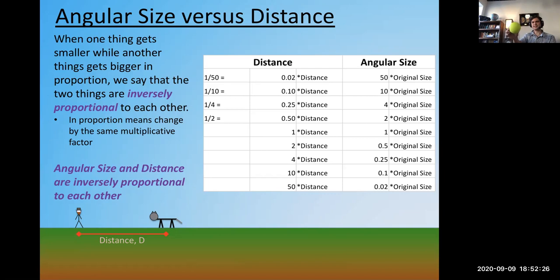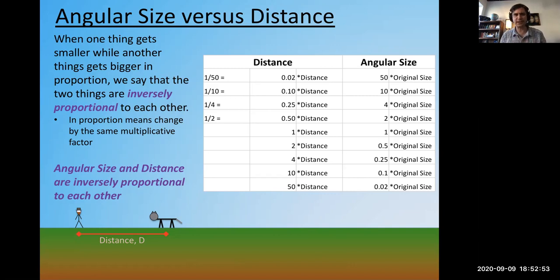So as distance increases, angular size decreases. As distance gets larger, angular size gets smaller. And they do it in proportion: as one doubles the distance, you become 1/2 the size. So whenever one thing gets bigger and another thing gets smaller in proportion, we say that they are inversely proportional to one another.